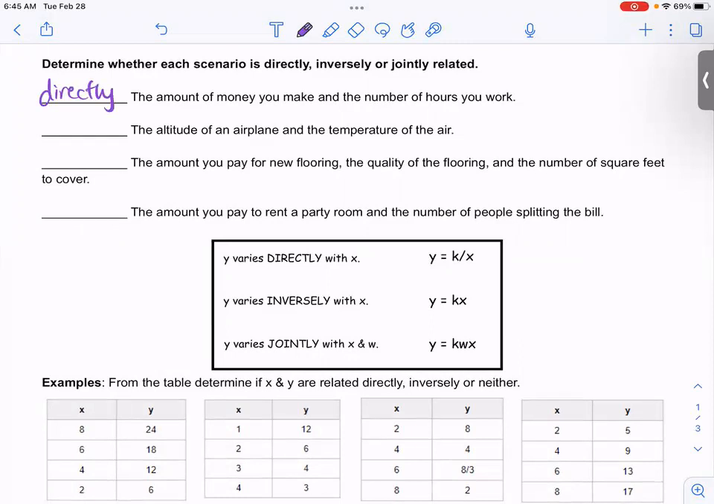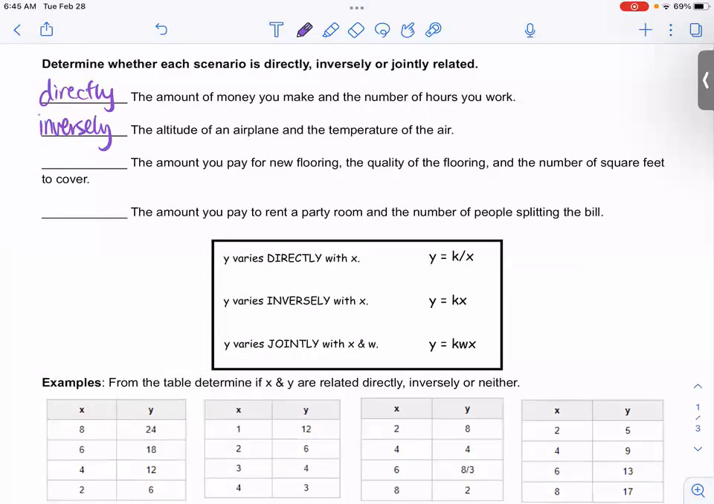If you think about the altitude of an airplane and the temperature of the air, as an airplane goes up into the sky, the temperature of the air is decreasing because it gets colder as you get farther away from the earth. So in this case, the airplane is going up while the temperature is going down. So this is inversely related.